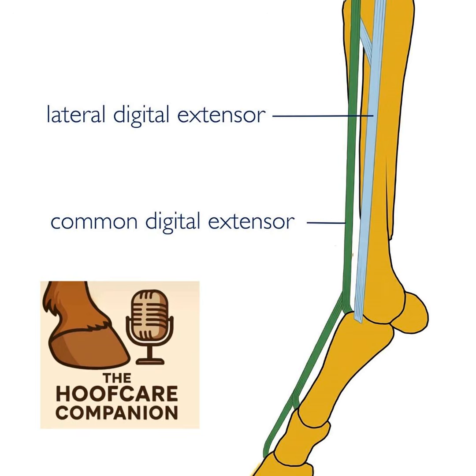Function. The extensor tendons extend the distal interphalangeal, proximal interphalangeal and fetlock joints during the swing phase of locomotion. This action lifts the toe clear of the ground and positions the hoof correctly before landing.